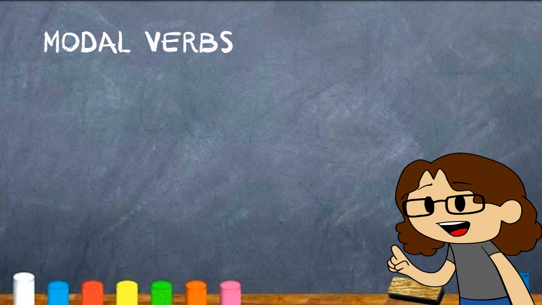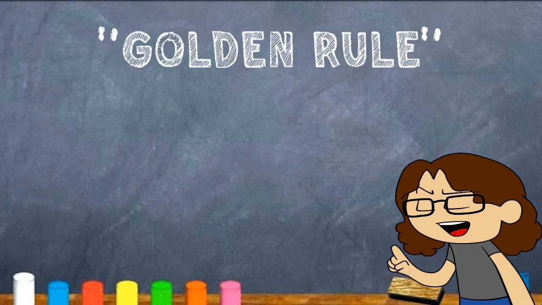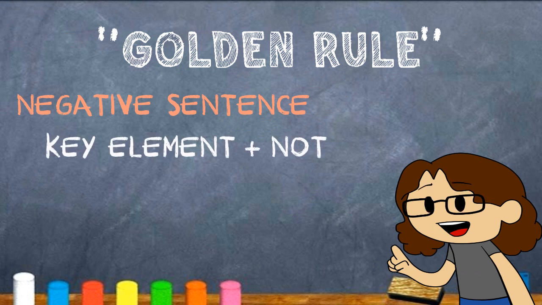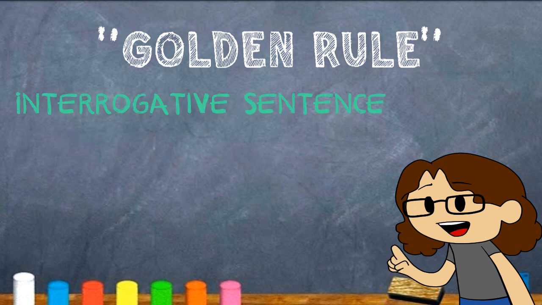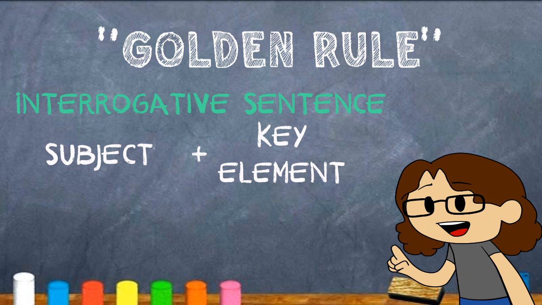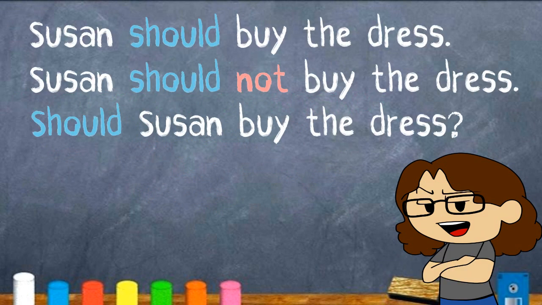Modal verbs are one of what I call key elements. It means that if you want to create a negative sentence, just add not after the key element, in this case, after the modal verb. And if you want to create an interrogative sentence, a question, you have to interchange the position between the key element and the subject. Like these examples.